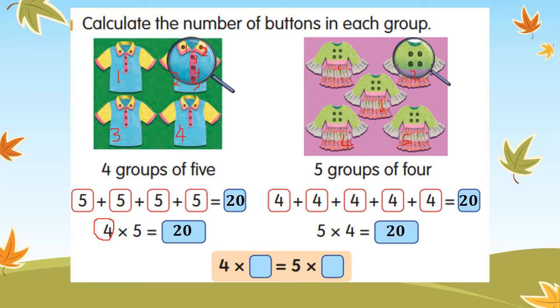So, bila the products are the same, 4 times 5 is equal to 20 and 5 times 4 is also equal to 20, then we can say 4 times 5 is equal to 5 times 4.